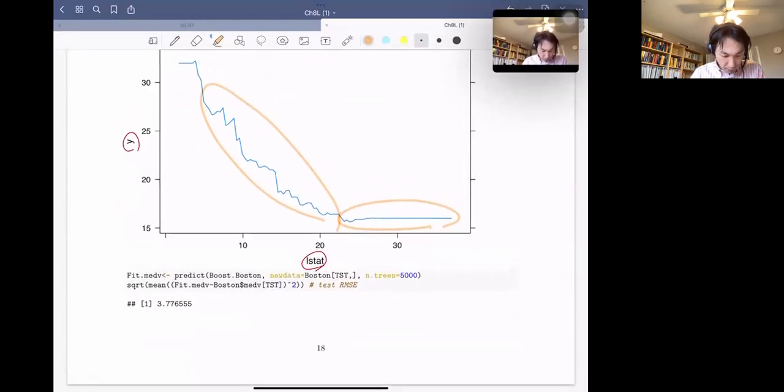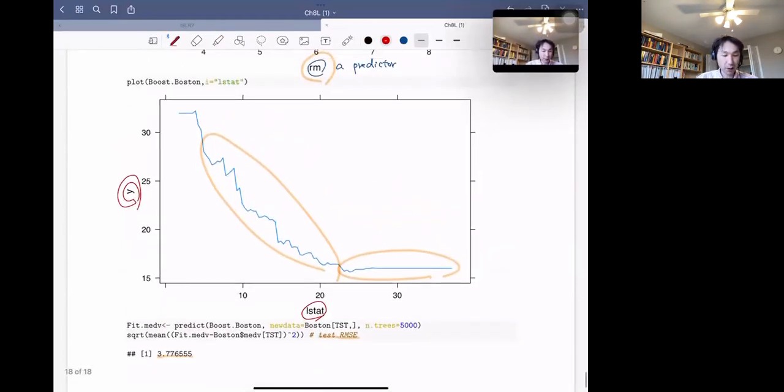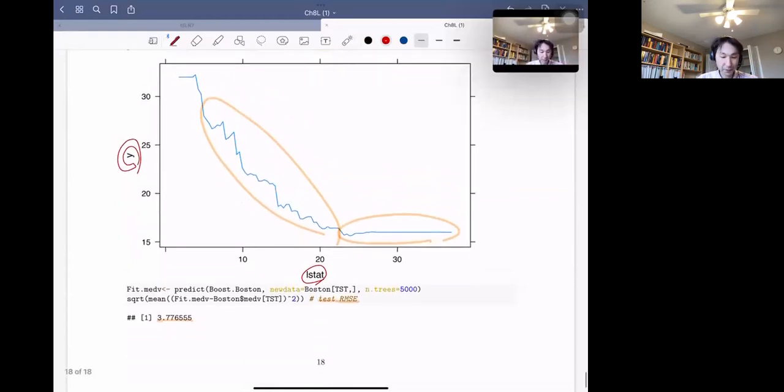Yeah, and if we calculate the root mean square error of the fitted value for the test data set, this becomes 3.776. So this is the root mean square error for the fitted value y. The typical value of y is probably 15 to 30, and on average we have an error size of 3.77.